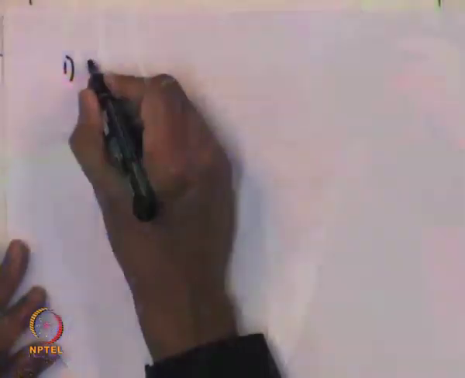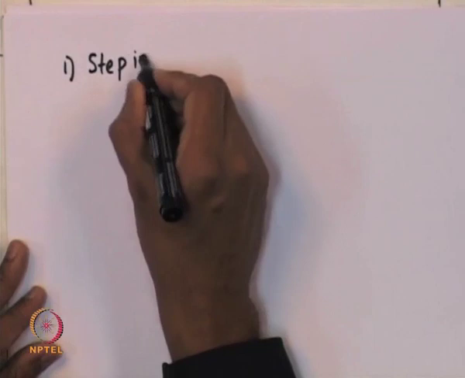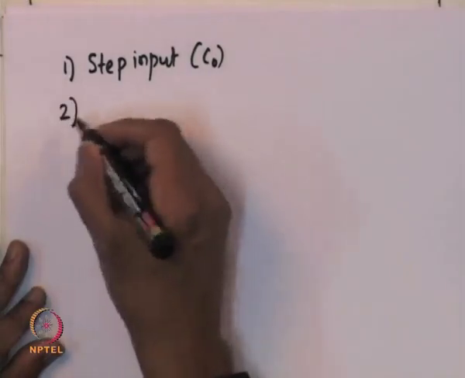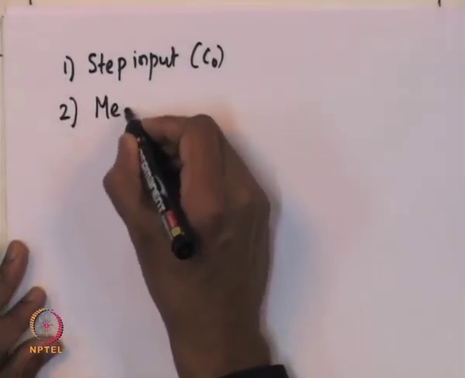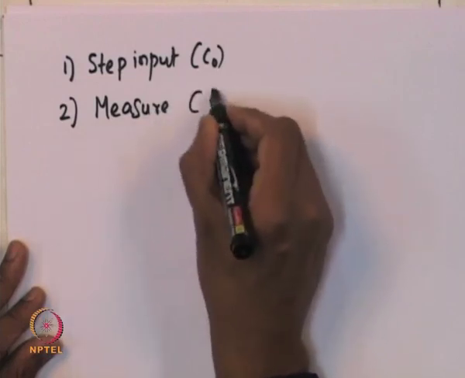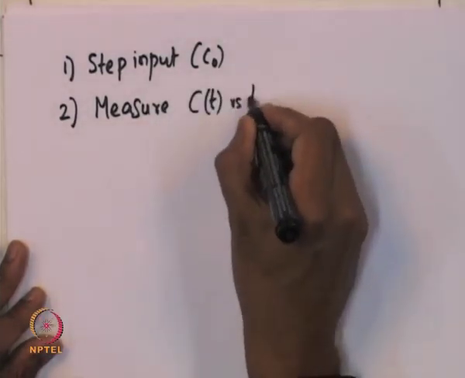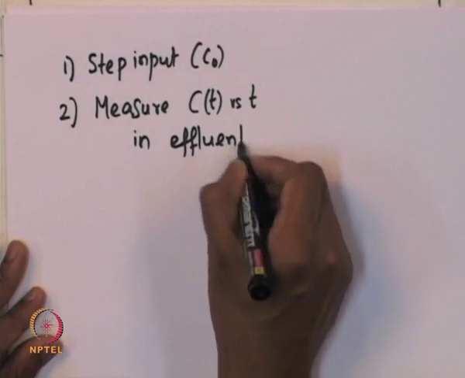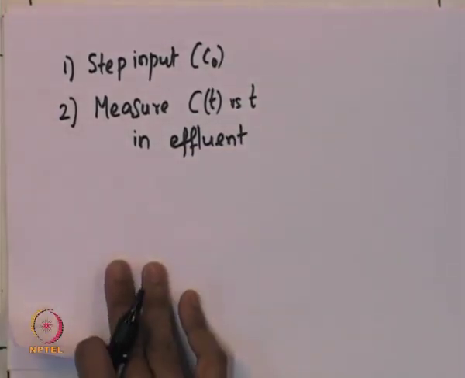Once this is done, while doing this we can measure the concentration of the tracer in the effluent stream. So, the first step is to give a step input, let us say at some concentration C naught, and the second step is to measure the concentration of the tracer as a function of time in the effluent. That is the second step in the step input experimental method.